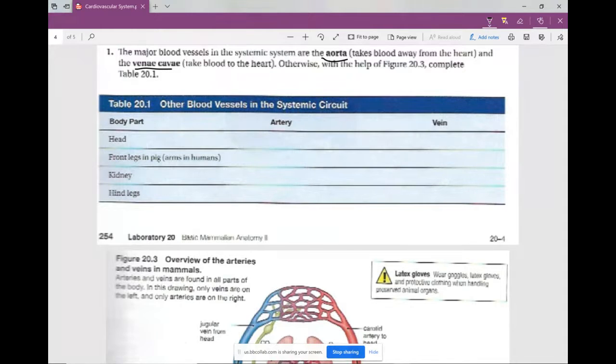Otherwise, all right, with the help of figure 20.3, complete the table. Here we go. What major artery feeds the head? And that would be the carotid. And what drains the head? It would be the jugulars. What major artery feeds the front legs, or in other words, the arms? And that would be the subclavian. Subclavian artery, and the subclavian veins are the opposite. Subclavian.